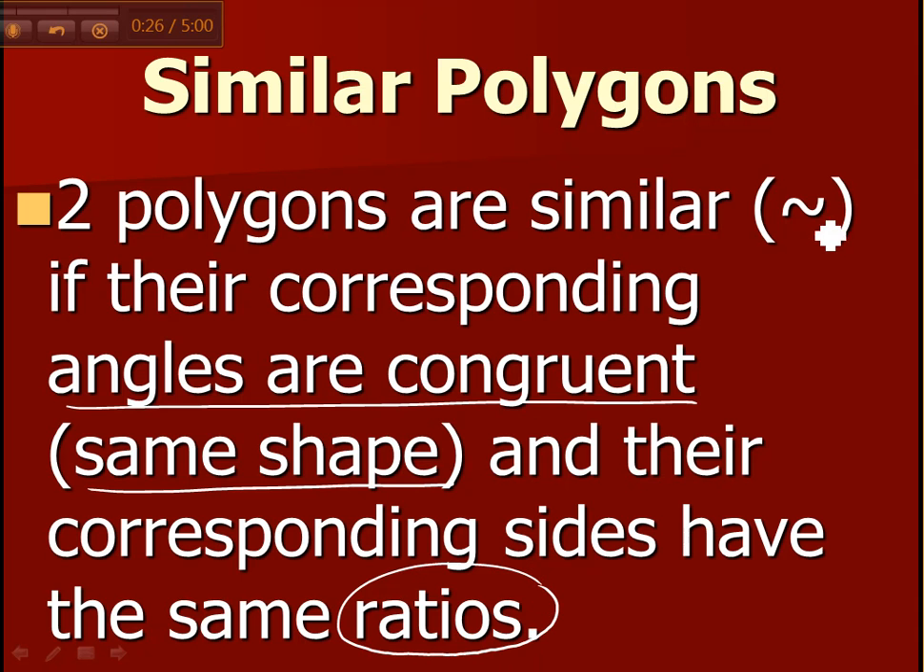The symbol we use for similar is basically the top of a congruent symbol, so it doesn't include the equal sign. What it basically says is similar polygons don't have to be equal. They can be, but they don't have to be. They're the same shape, but not necessarily the same size.